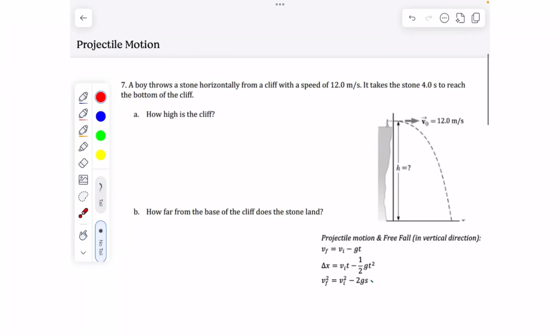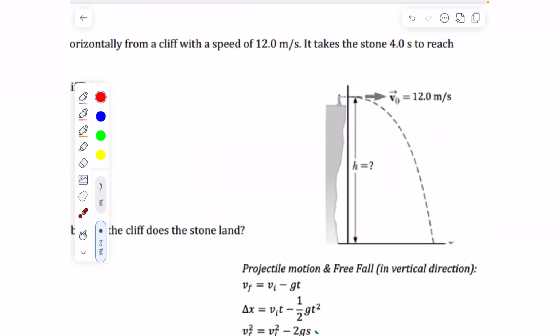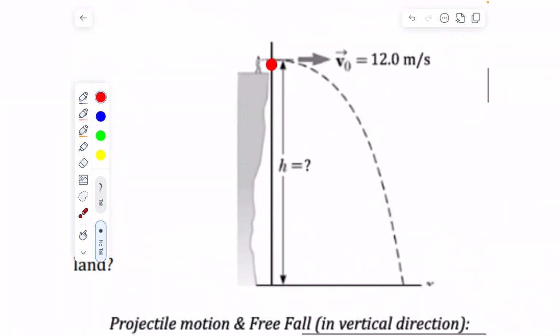Here is a sample problem on projectile motion. A boy throws a stone horizontally from a cliff with a speed of 12 meters per second. It takes 4 seconds to reach the bottom of the cliff. So here is the illustration. We have a boy throwing an object with a horizontal speed of 12 meters per second, and then it takes 4 seconds for the ball to reach the ground.